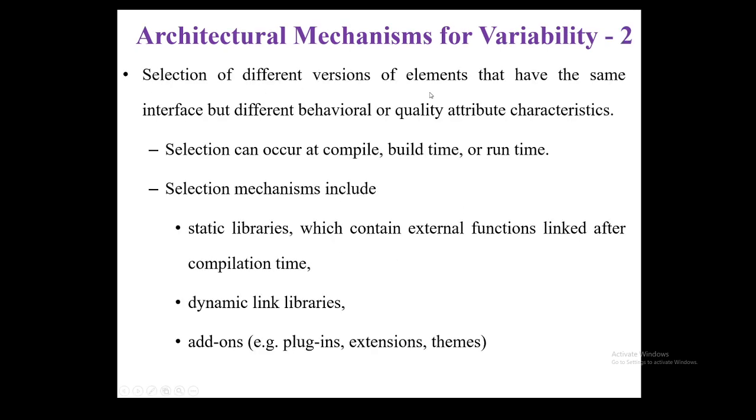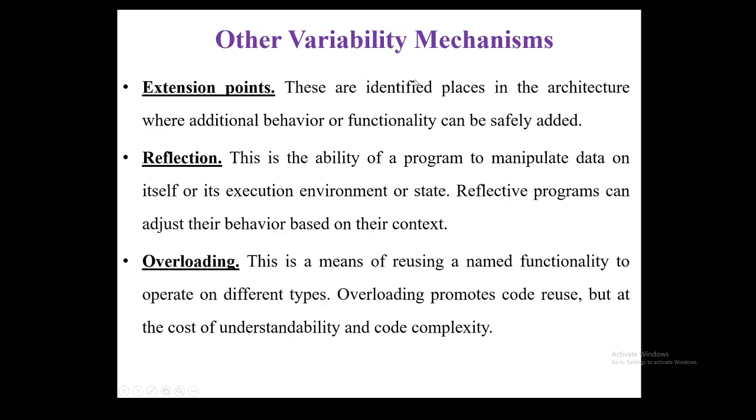And selection of different versions of elements that have the same interface but different behavioral or quality attribute characteristics. So they should have different characteristics, and the selection can occur at compile time, build time or runtime. The mechanisms include static libraries and external functions at compilation time, and it could have dynamic link libraries also, and it can have add-ons. Add-ons are nothing but extensions; if you want to add any module you can add it, right? What are the other variability mechanisms?